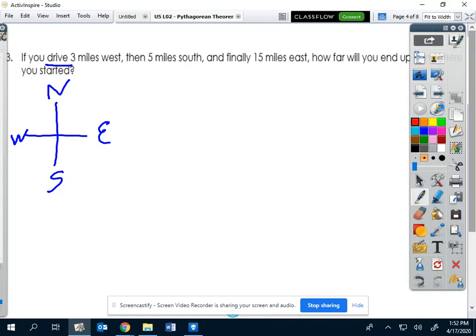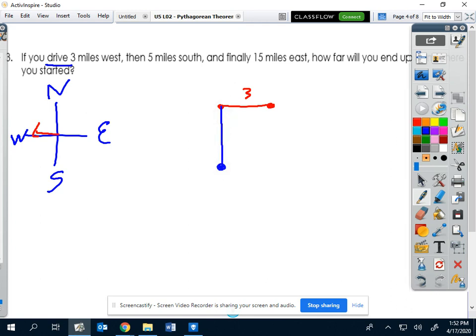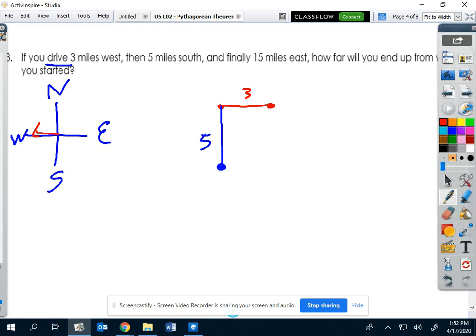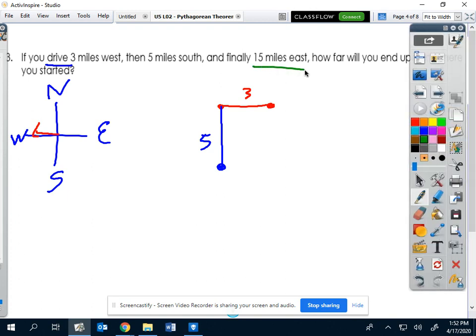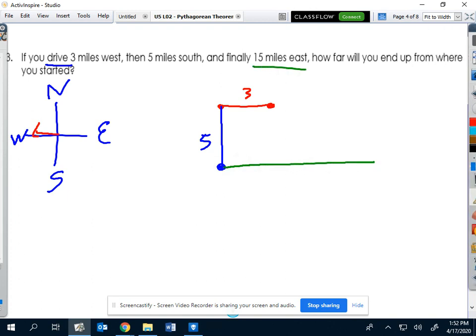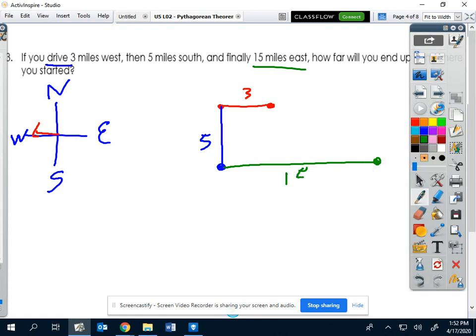So what I want you to do is start out by just drawing a dot on your notes, right? This is where you are right now. And it says first you drive 3 miles west. So west is this direction. So I'm going to drive 3 miles west and then put a 3 right there, okay? We then drive 5 miles south. Well, this is south, so 5 miles south. And finally, we drive 15 miles east. So quite a ways back this direction, 15 miles east. So there's a 15 right here.